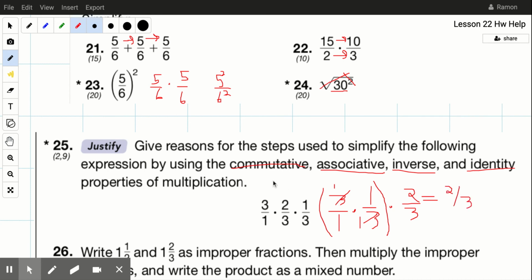So make sure that you list the steps. Like for commutative, show me that you wrote it in a different order. For associative, show me that you put in parentheses. For inverse, show me that this product was 1. And for identity, just that you multiply by 1 to get the same thing.